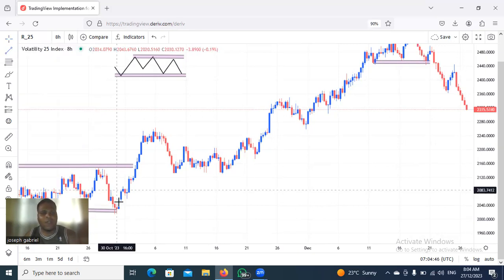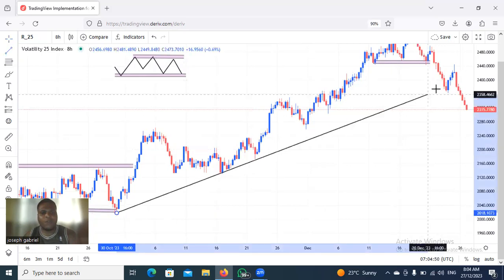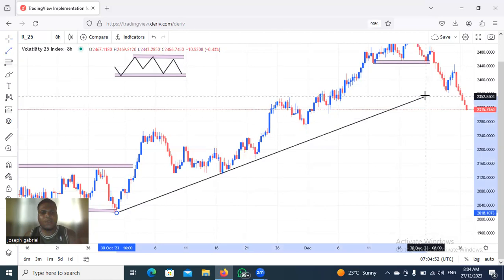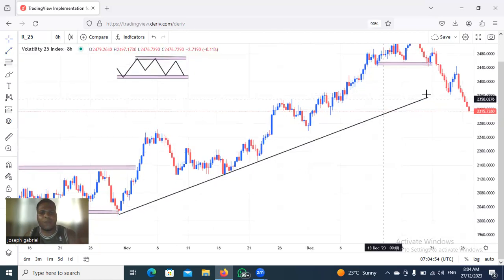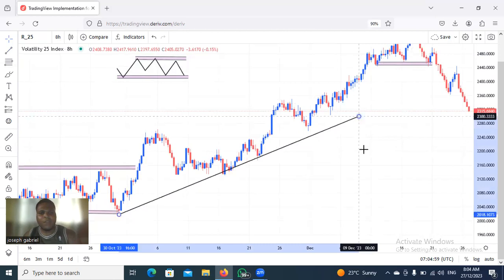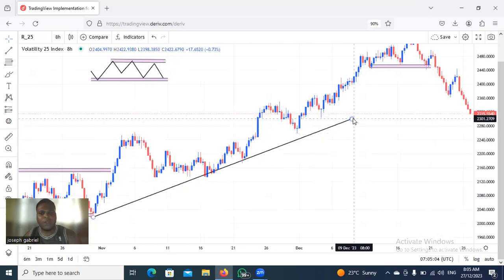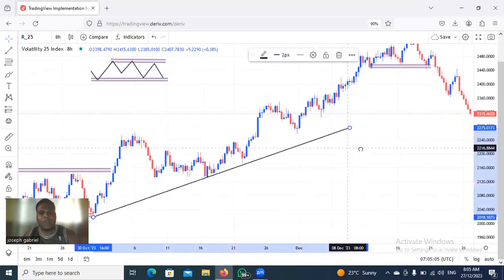So let me do it here right now so that you guys can see what I'm talking about. This is another key level area we'll talk about: the trend line. We'll talk about this trend line here. You can see, traders, that this is a trend line.